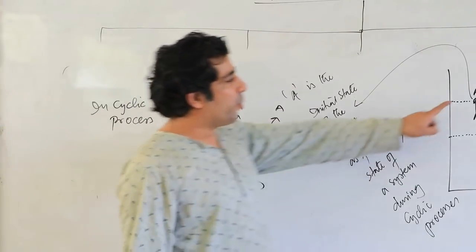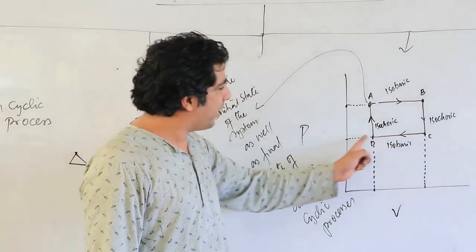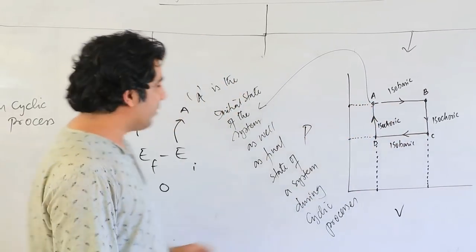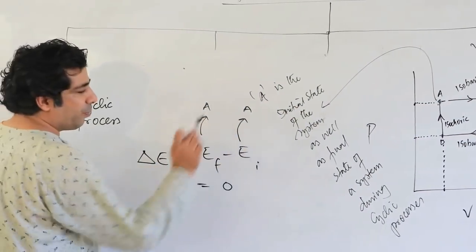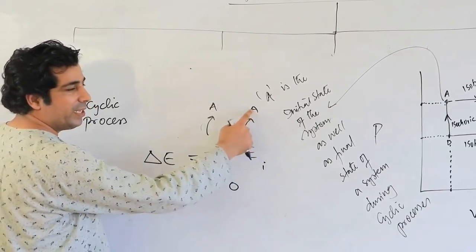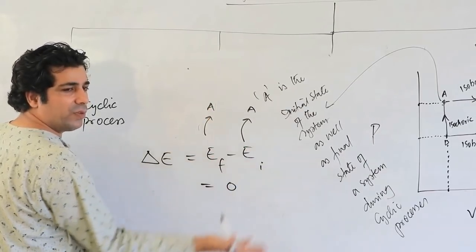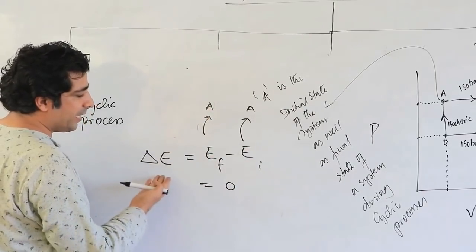What is the initial point? A. What is the final point? A. In this process you are coming back to the same point A. That means when your initial and final point is the same, who is the final point here? A. Who is the initial point? A. So that means at point A, the internal energy is final and initial, both will be same. So change in internal energy will be 0.